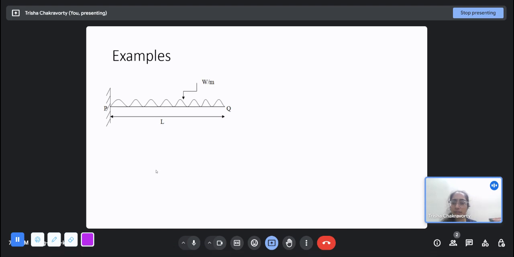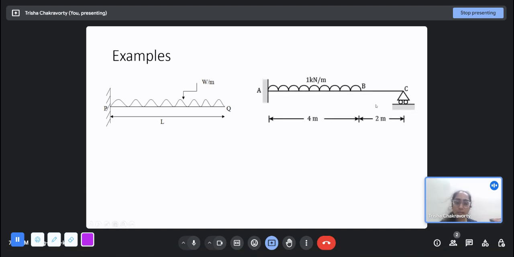These are some examples we have looked at before. This is a cantilever beam under uniformly distributed load. At the fixed support, there are three reactions: vertical reaction, horizontal reaction, and a moment. And in a 2D plane, there are three equations of equilibrium. So the degree of static indeterminacy is 3 minus 3, that is 0.